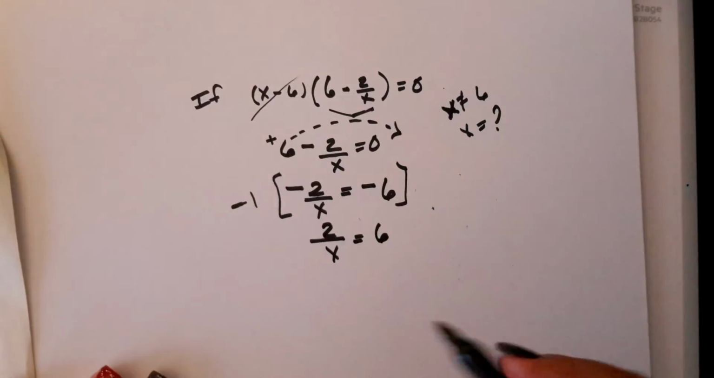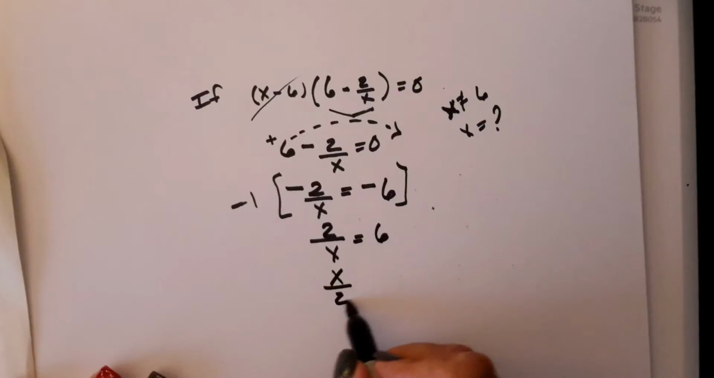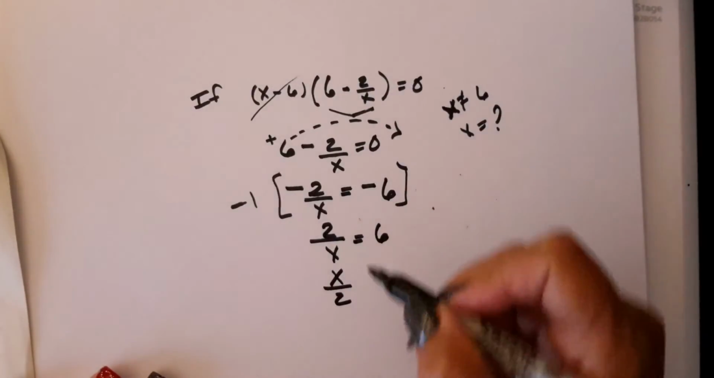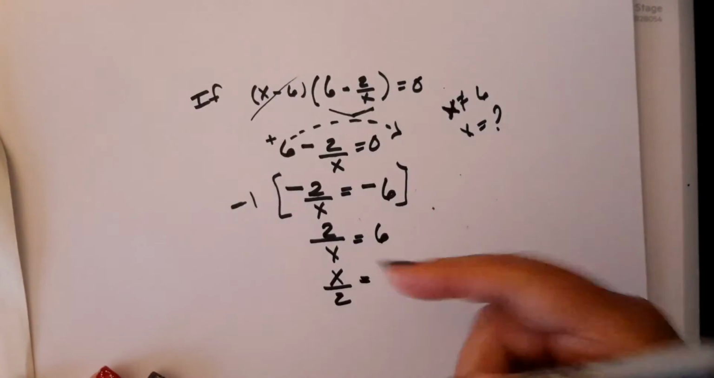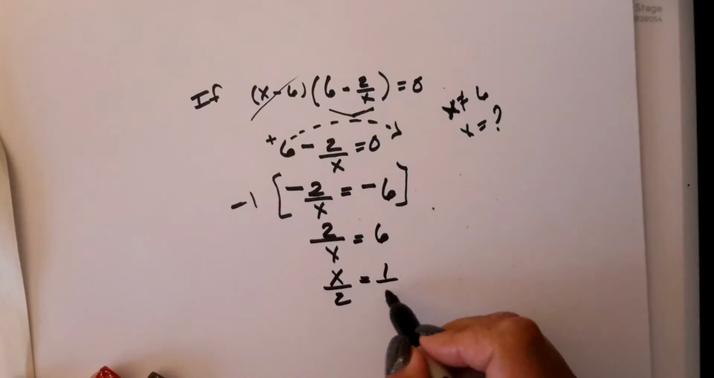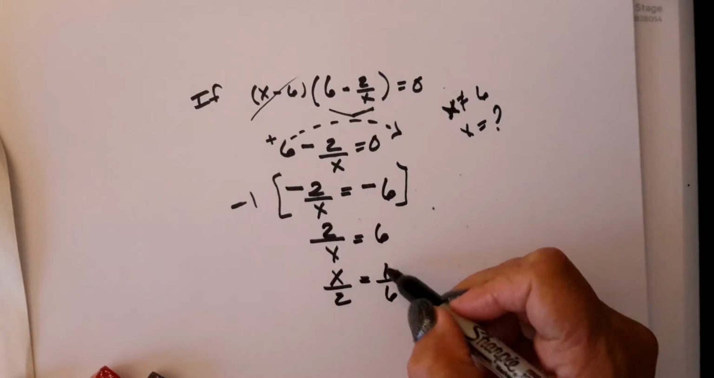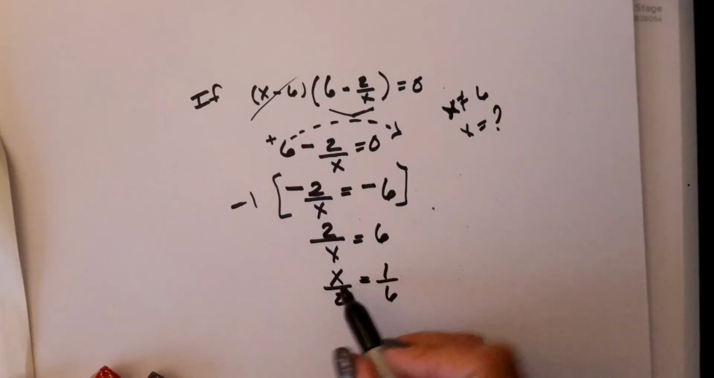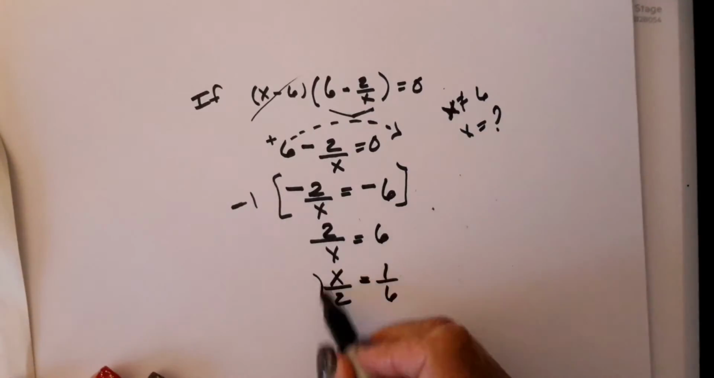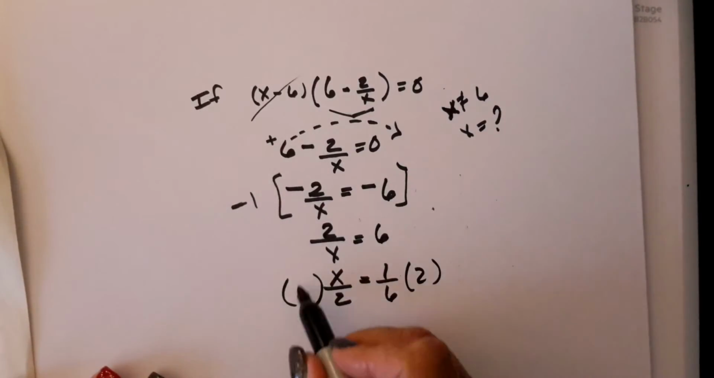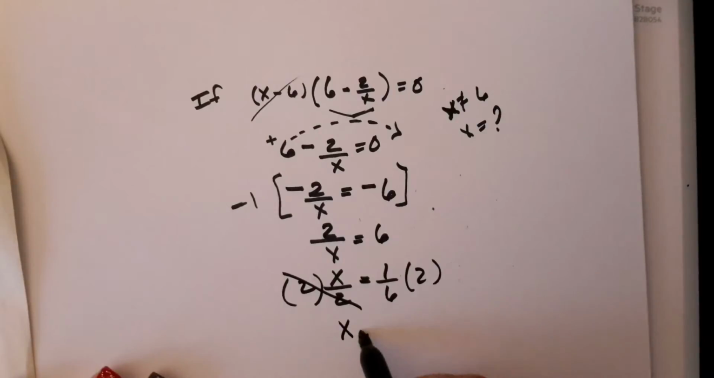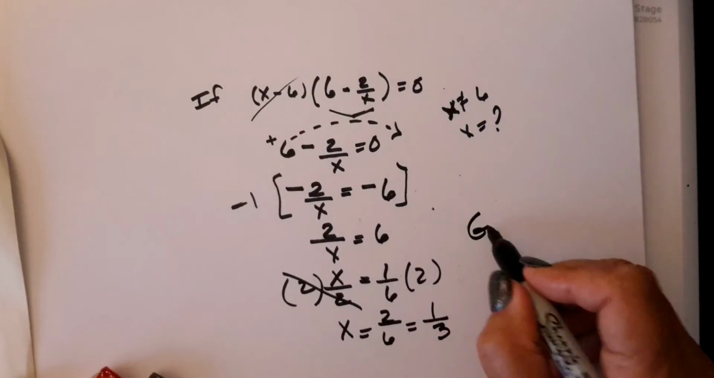So let me flip both sides. If I flip the left side, instead of 2 over x, it's going to be x over 2. Then I have to flip also the other side. So x over 2 equals 1 over 6. But the question was, what is the value of x? So I'm going to multiply both sides by 2. This cancels, and the value of x is 1/6 times 2, which is 2 over 6, which is the same thing as 1/3, and the answer is G.